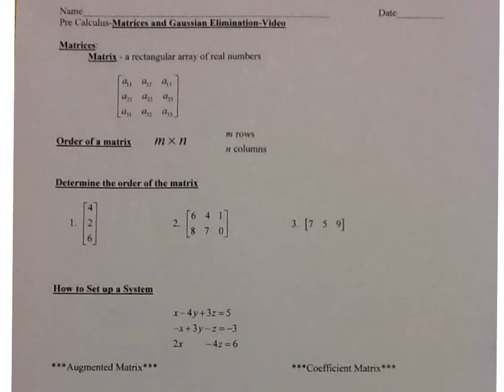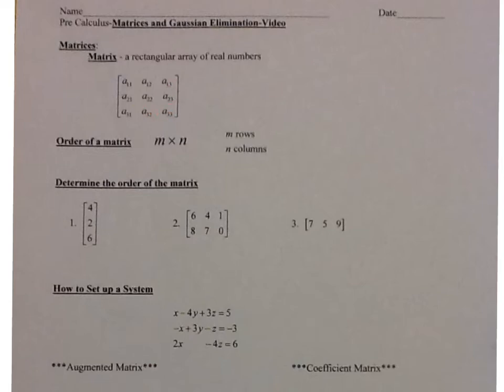Notice that this a sub 1,1 just means that the number is in the first row, first column. A sub 1,2 would be the first row, second column. A sub 1,3 would be the first row, third column. A sub 2,1 would be the second row, first column. A sub 2,2 would be the second row, second column. A sub 2,3 would be the second row, third column. A sub 3,1 would be third row, first column. And then third row, second column, third row, third column.